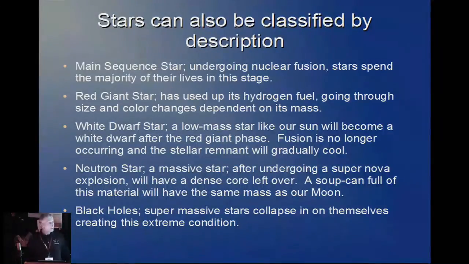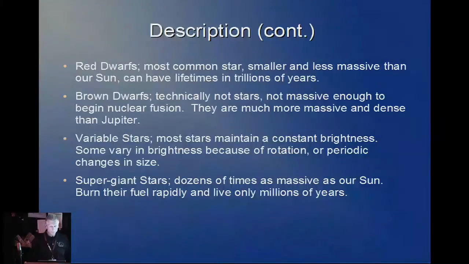Or you can classify them by description. Main sequence stars, I'll talk about main sequence in a minute. There's red giants, there's white dwarfs, we've mentioned both of those. Neutron stars, black holes, which of course aren't stars, but they're the end result of a supermassive star. Brown dwarfs, variable stars that vary in brightness. And there's supergiant stars.